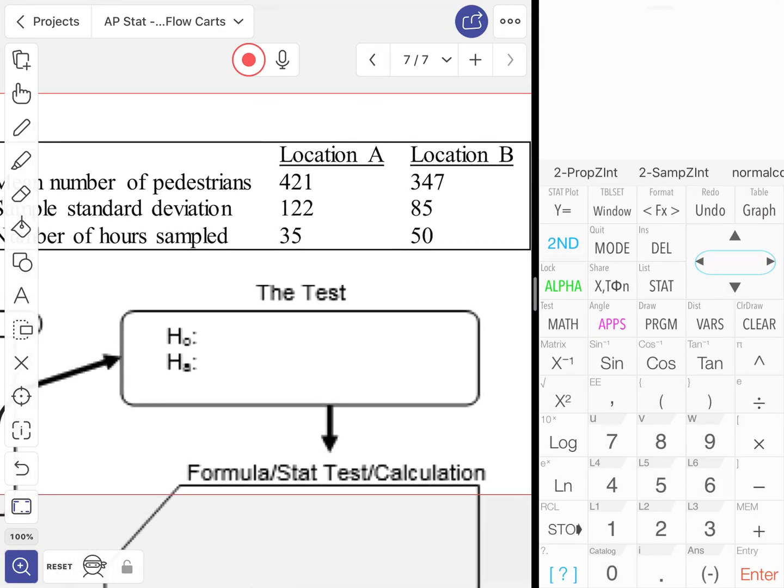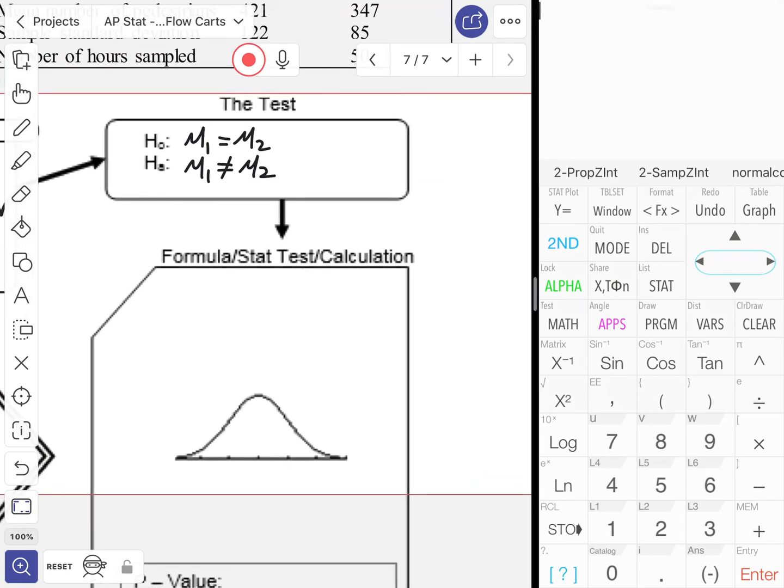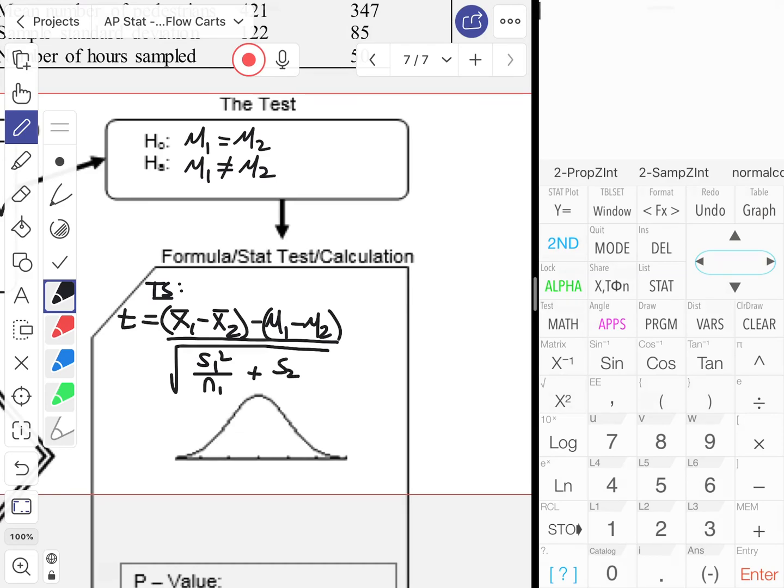We're looking for a significant difference between the means. So the null is that the means are the same. The alternative, simple case of the means just not being the same. Test statistic: X bar 1 minus X bar 2 minus mu1 minus mu2, all over the square root of s1 squared over n1 plus s2 squared over n2.